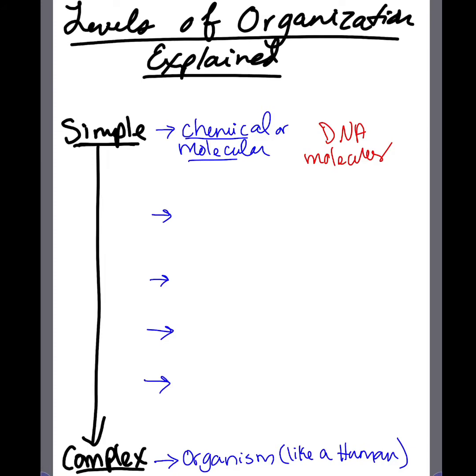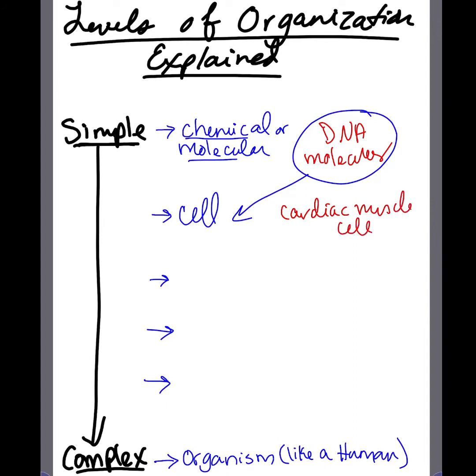Then we're going to go into the cell level, and in this we're going to combine all of these structures, molecules, DNA, compounds, and we're going to form a cell. For example, the cardiac muscle cell. Then when these cells combine together, we're going to form tissues. For example, in this case, cardiac muscle tissue.